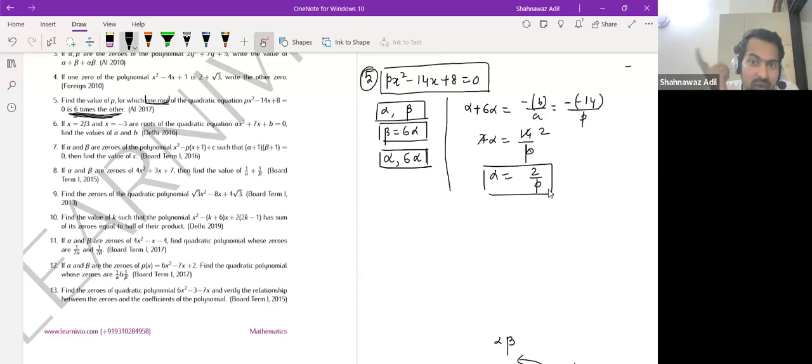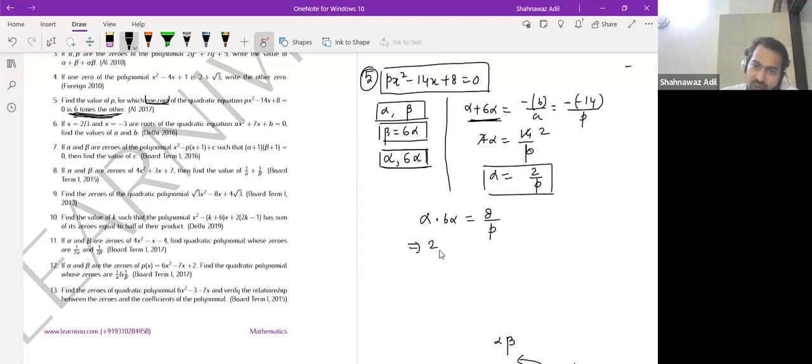But we have one more piece of information, right? So this was the sum of the roots. What is the other? The product of the roots. So alpha into 6 alpha. This is what, Amira? c by a, which is 8 by p. And we know the value of alpha.